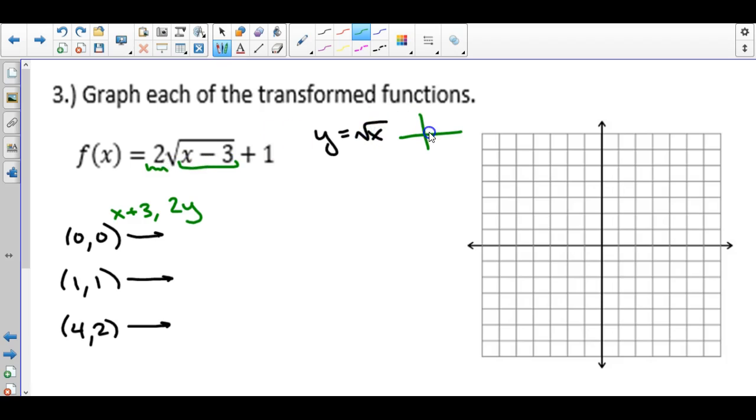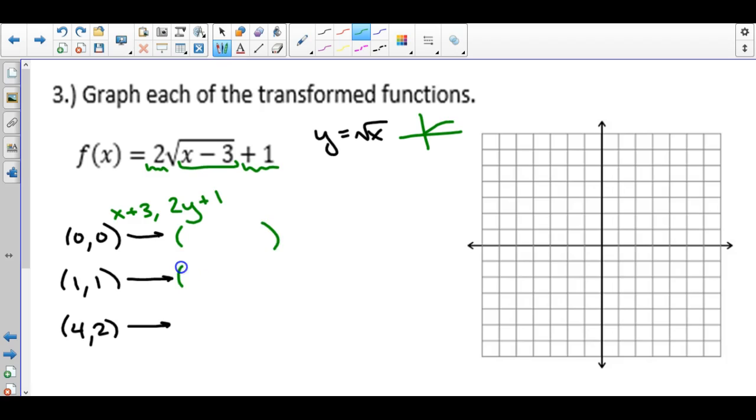The parent function y equals the square root of x will look something like this. So what you're going to see is a stretched out version of that because of this dilation. The plus 1 that follows the argument is going to vertically translate my graph up 1 unit, and that's going to do that by adding 1 to the y coordinates.